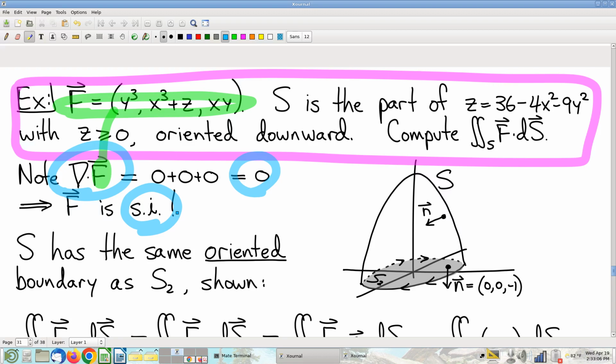Oh yeah, go ahead. If divergence is 0, can you automatically say that it's one, surface independent, and two, is the curl of something? It is surface independent. Yes, and it is the curl of something.